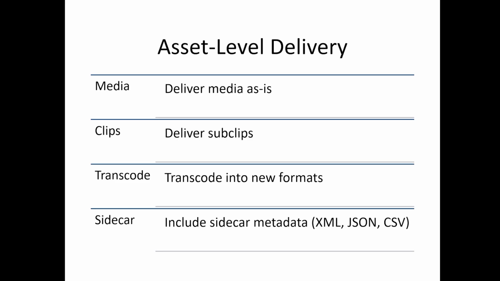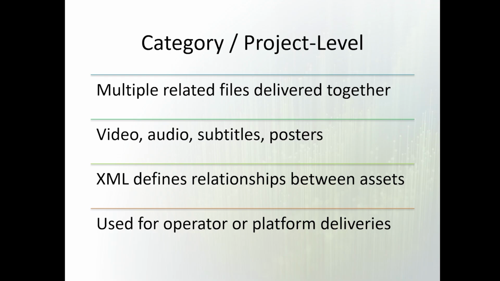Let's start with asset level delivery. This is the most common scenario. You have one asset and you want to send it outside eMAM. That could be sending the copy of the media or sending only a subclip. I mean, a portion of a 2 hour clip, like it can be an interview clip or a game video. So you just need to send out only a small portion of that one, or transcoding it into a new format. You can also send the media together with the sidecar metadata like XML, JSON, or CSV.